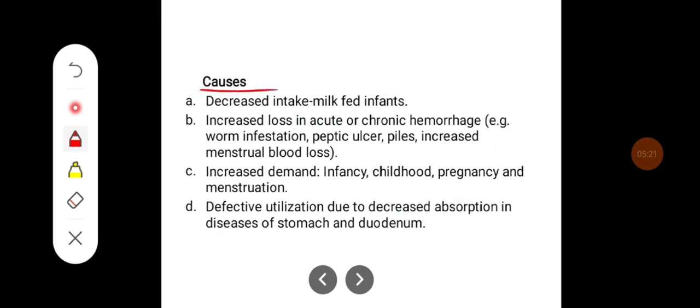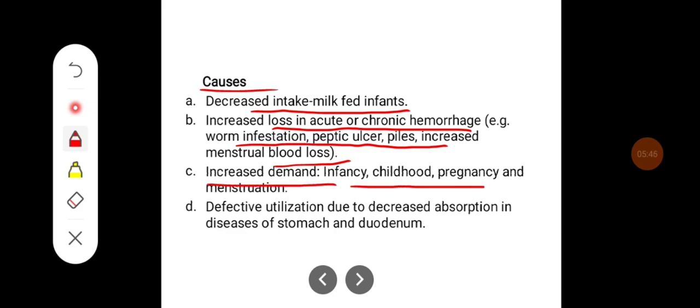So the causes for iron deficiency are decreased intake, as in milk fed infants, and increased loss due to acute or chronic hemorrhage. For example, it can occur in worm infestation, peptic ulcer disease, piles, and increased menstrual blood loss. It can occur also because of the increase in demand, which occurs in infancy, childhood, pregnancy, and menstruation. It occurs because of defective utilization due to decreased absorption in disease of stomach and duodenum.